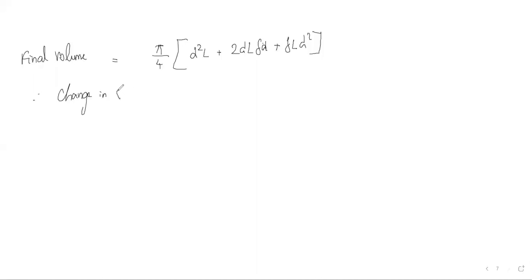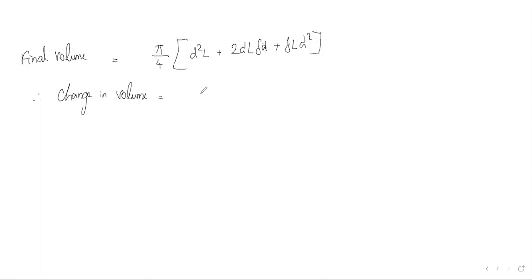pi by 4 into d squared L plus 2d into L into del d plus del L d square. Okay, so this is our final volume. Okay, therefore change in volume. So change in volume is nothing but del V.